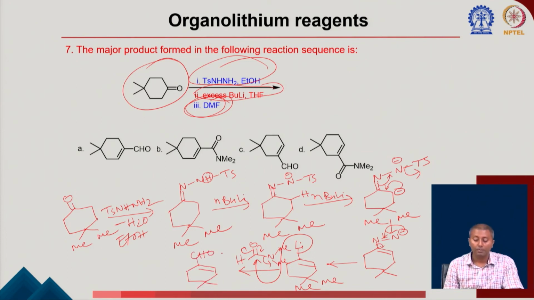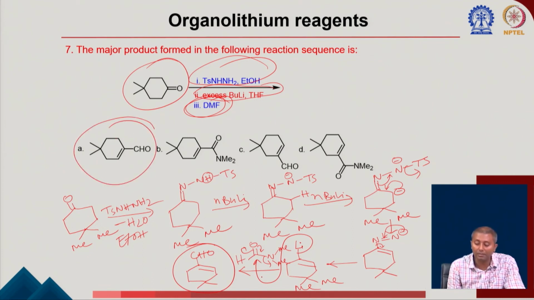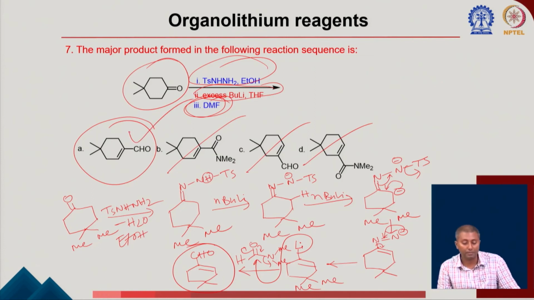Okay. So the carbon will get out, there will be a CHO introduced and there will be a double bond here. Now if you look into all the different options, I can see option A is the correct structure, but B, C or D don't have the correct structure. So A is the correct answer here.